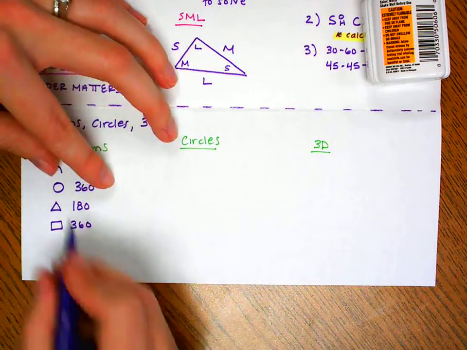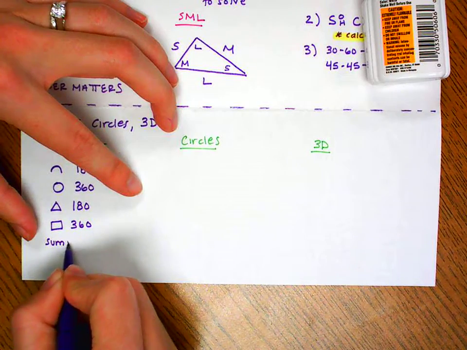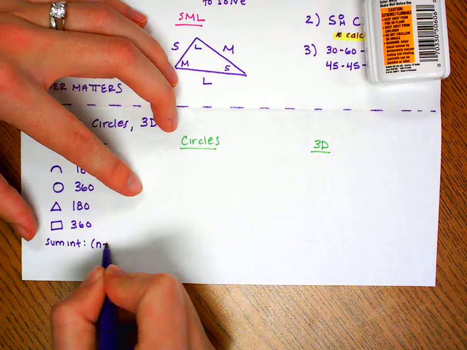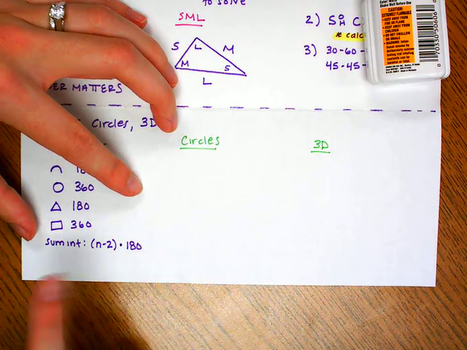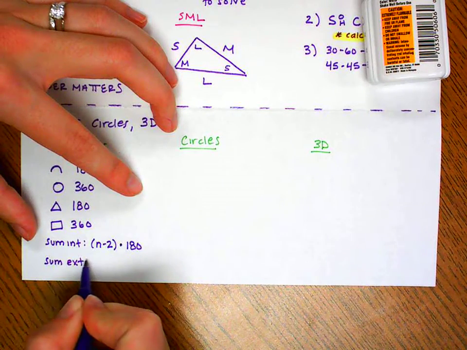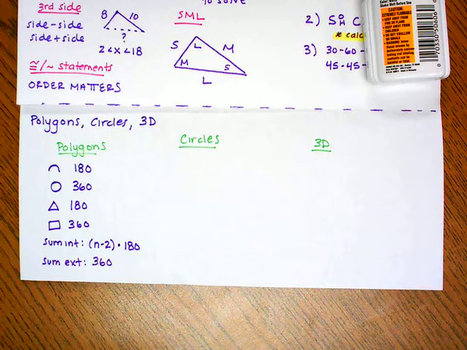We also had two other formulas we want to remember. The sum of the interior angles of any polygon is going to be n minus 2 times 180. So n minus 2 times 180. And the sum of the exterior angles is always 360. So those are the big things for polygons.